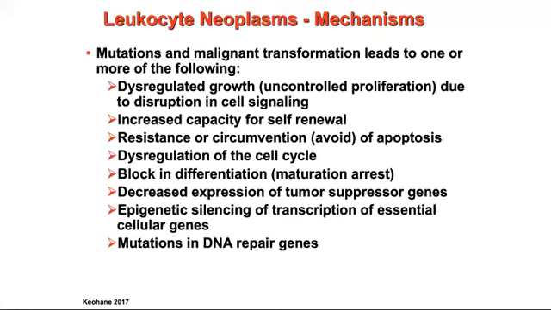Mutations and malignant transformations found in leukocyte neoplasms can lead to one or more of the following: dysregulated growth or uncontrolled proliferation due to disruption in cell signaling, increased capacity for self-renewal, resistance to or avoidance of apoptosis, dysregulation of the cell cycle, a block in differentiation or a maturation arrest, decreased expression of tumor suppressor genes, epigenetic silencing of transcription of essential cellular genes, and/or mutations in DNA repair genes.